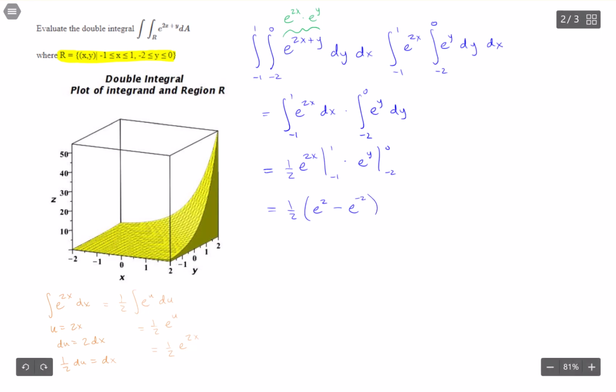minus e to the 2x evaluated at -1 would be e to the -2. E to the y evaluated at 0, that's going to be e to the 0. And we know something raised to the 0th power is just 1. So I'll go ahead and make that 1. Then minus e to the y evaluated at -2 would be e to the -2. And there's our answer. And if you need an approximation, you can put that in your calculator and come up with an approximation. But this is a perfectly valid exact answer.